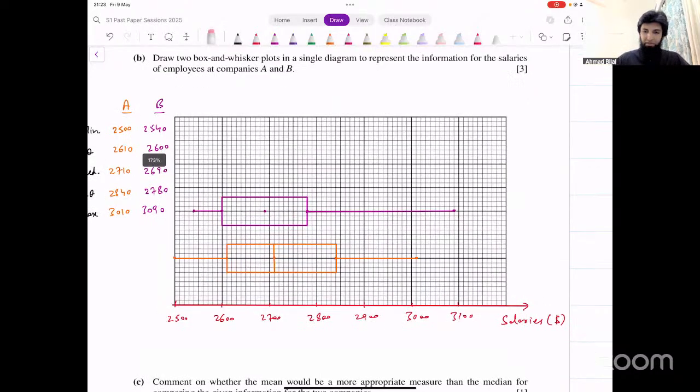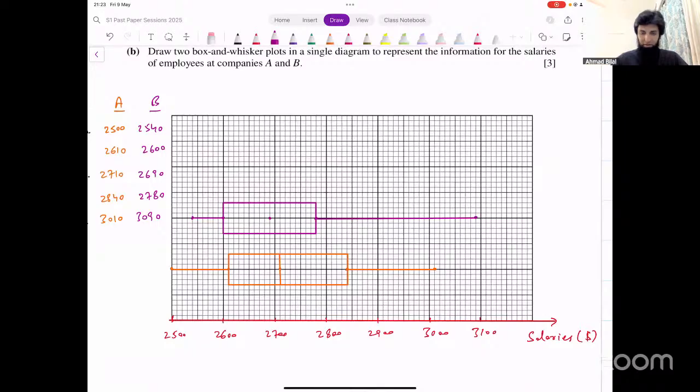The gap between these boxes, that does not represent anything. This distance, vertical axis, does not represent anything. So you could draw the second plot here if you wanted. It doesn't matter. You could draw that anywhere. On the vertical axis, you don't have anything, right? That's the second box and whisker plot. That's what you have to plot here. That took a lot of time.